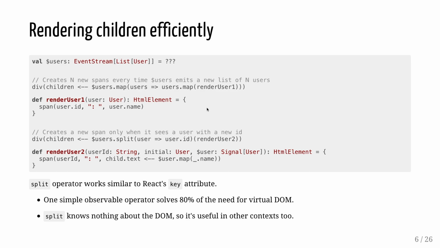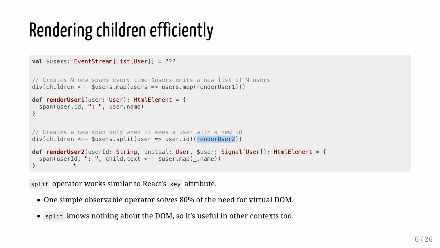But all this diffing story is a virtual DOM, and we don't have it in Laminar. So how do we live efficiently without it? And the answer is the split operator available in Airstream on Observables. It also accepts a unique key. It requires you to specify a unique key, and we'll use user ID in this case. And you also need to provide a render function that will be called to render a given record, so a given user in this case.